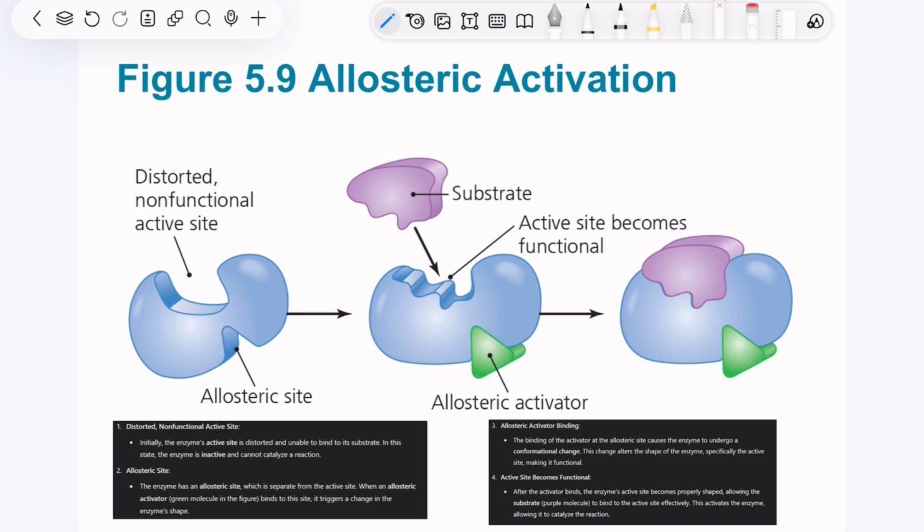When an allosteric activator, represented by the green molecule right here, binds to this site, it triggers a change in the enzyme shape. The binding of the activator at the allosteric site causes the enzyme to undergo a conformational change. This change alters the shape of the enzyme, specifically the active site, making it functional. After this, the enzyme active site becomes properly shaped, allowing the substrate, the purple molecule here, to bind to the active site effectively. This activates the enzyme, allowing it to catalyze the reaction.